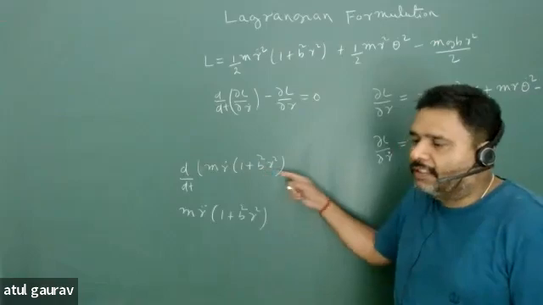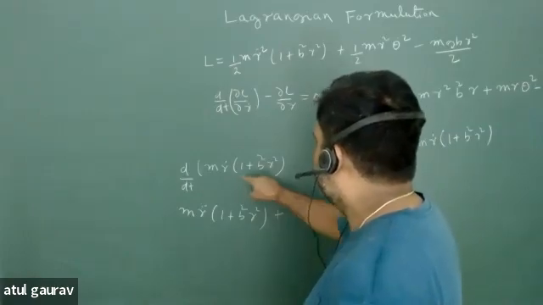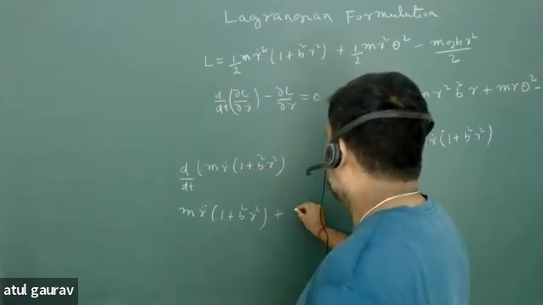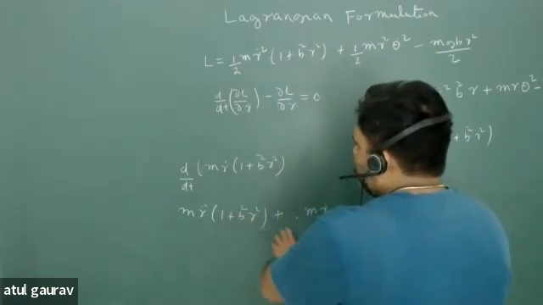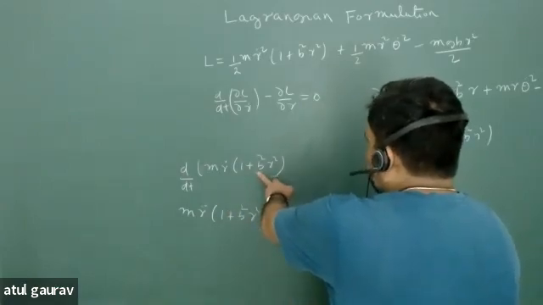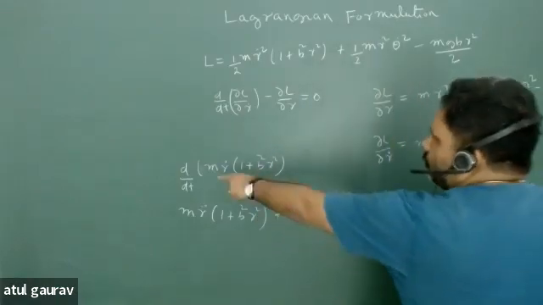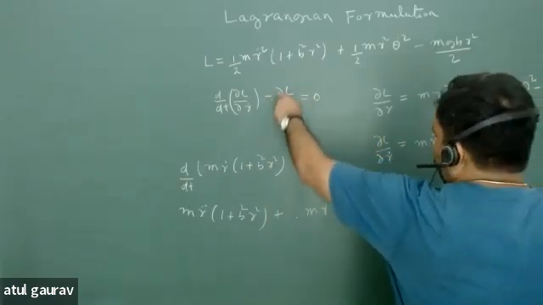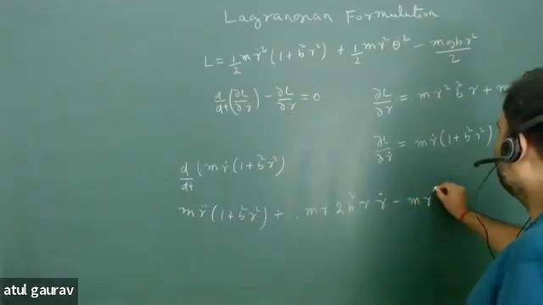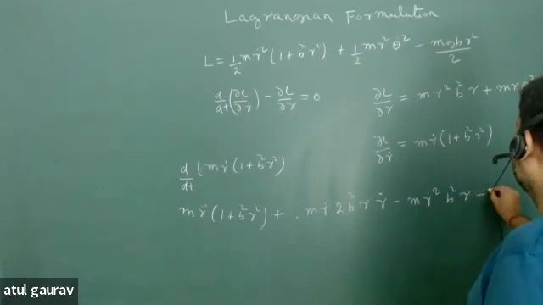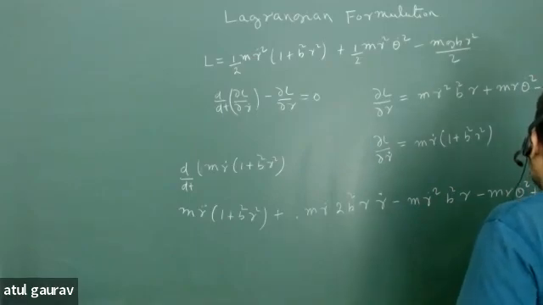A lot of people will leave this term undifferentiated. So let's try differentiating this particular thing. If you differentiate it, you have 2m, this r dot is here, and I am just keeping m r dot there. We differentiate 2b square r, and then you have r dot. So this is the total derivative. Now we have to go for minus del L upon del r. This will be minus m r dot square b square r minus m r theta dot square plus mg br, and that must be equal to 0.